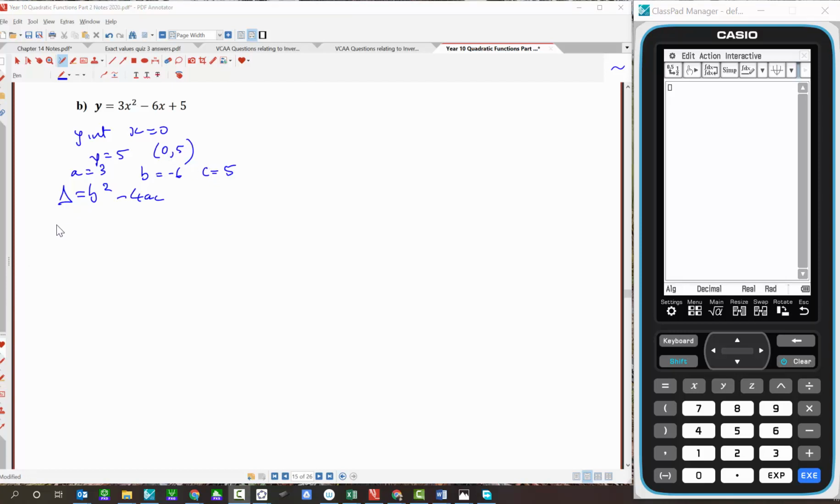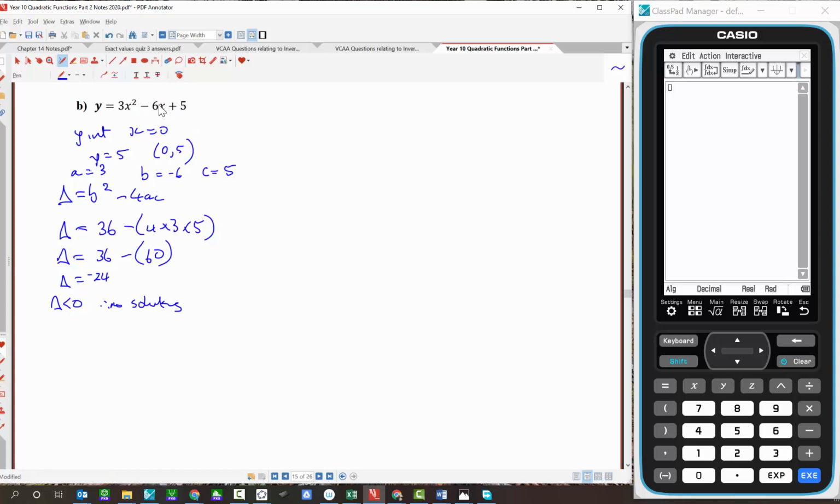Let's sub in these values. Negative 6 all squared is 36, take away 4 lots of a, which is 3, and c, which is 5. 36 take away 4 3s are 12, 5 12s are 60. The discriminant is negative 24. The discriminant is less than 0, therefore no solutions. Isn't it great to know that there's no solutions to this?